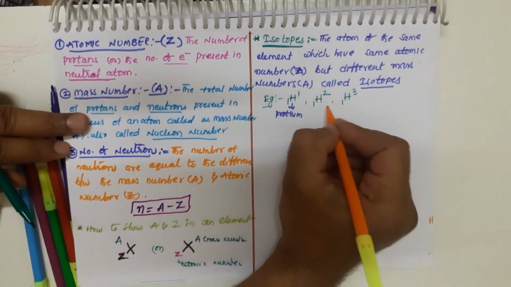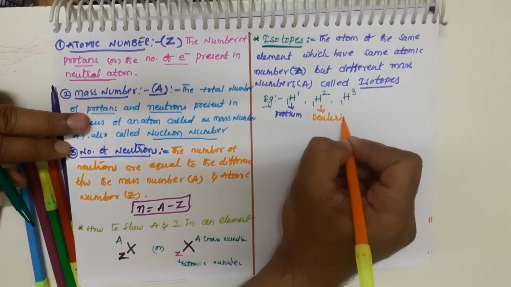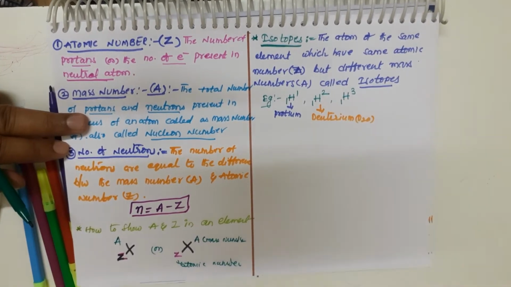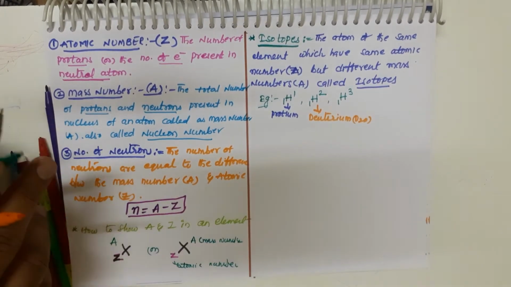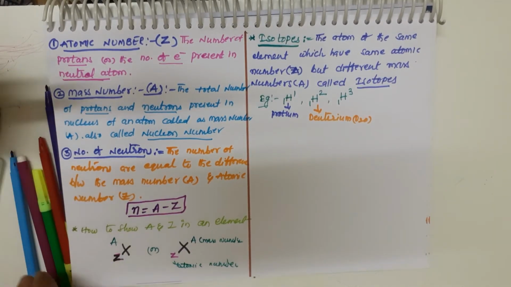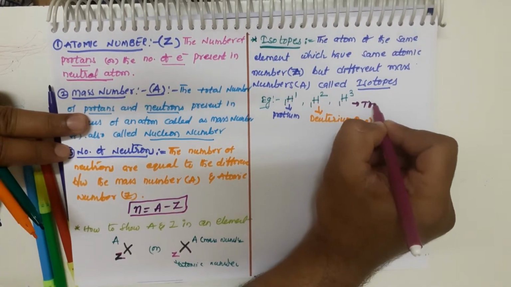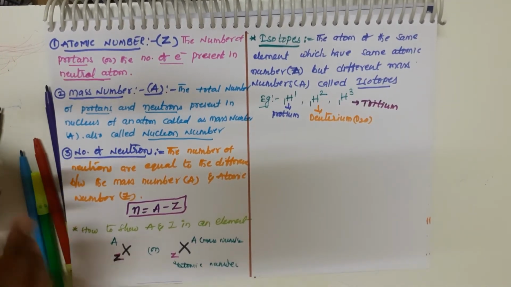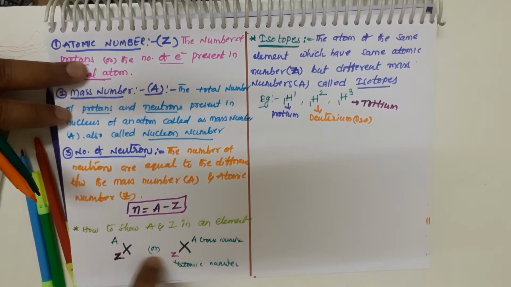This one is called deuterium. It forms D2O. Next one is tritium. The third one is tritium. This is a radioactive element. Here the atomic number is shown under the element as Z.